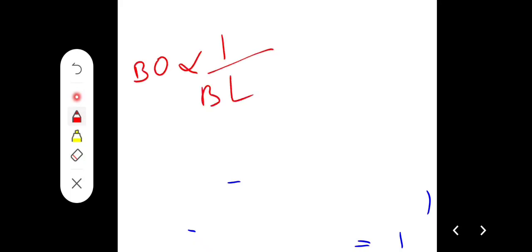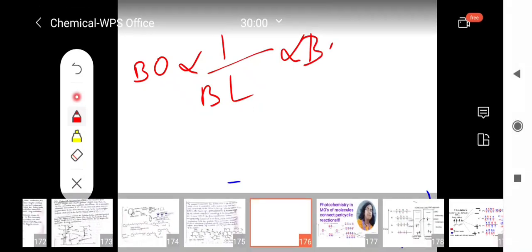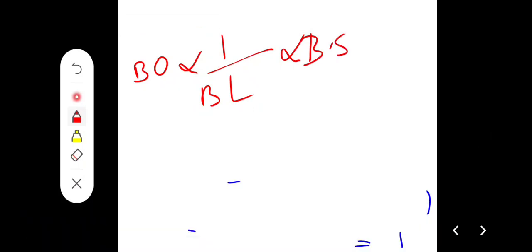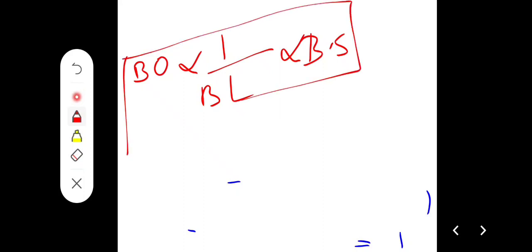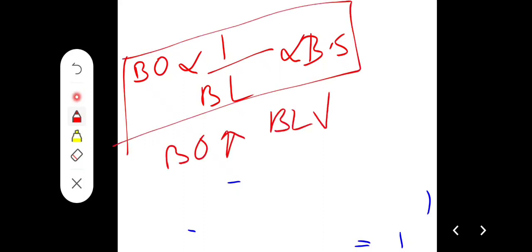Now, another concept is bond order. Bond order is proportional to 1 by bond length. That means it is inversely proportional to bond length and directly proportional to bond strength. So as bond order increases, bond length decreases and bond strength increases.